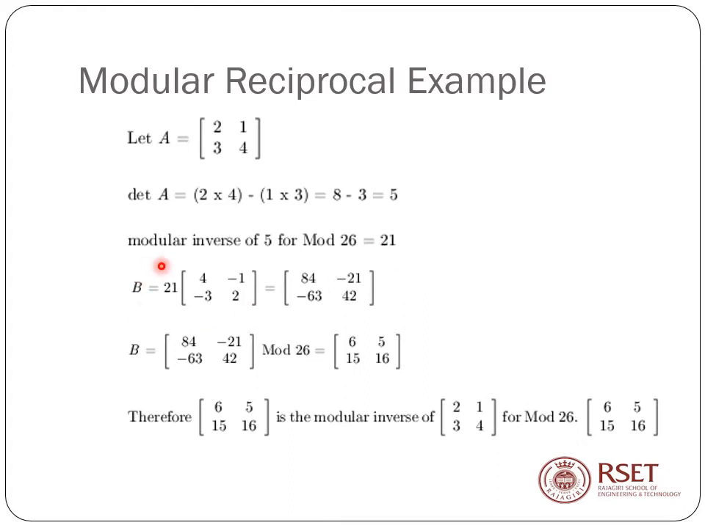Now your aim is to find B, because A is used for encryption. After encrypting, on the receiver side, the receiver should decrypt, right? For that he needs B. So how will you find B? The method to find B is you multiply this modular inverse, that is 21, to the adjugate of this. Finding the adjugate or adjoint of a 2 by 2 matrix is simple.